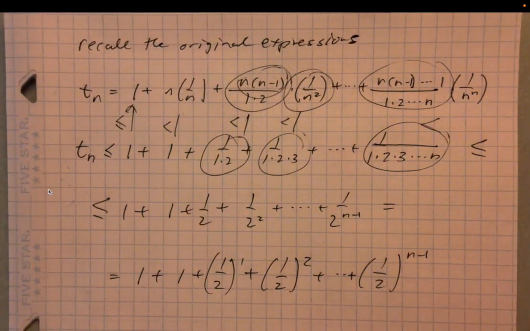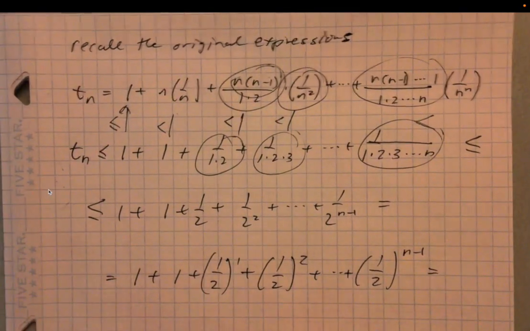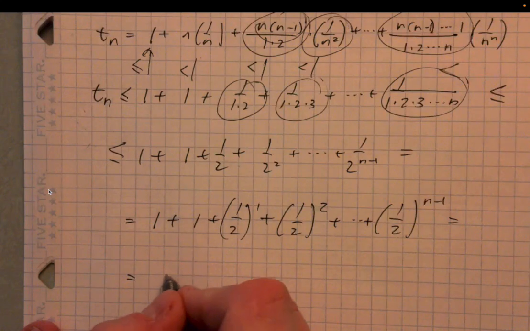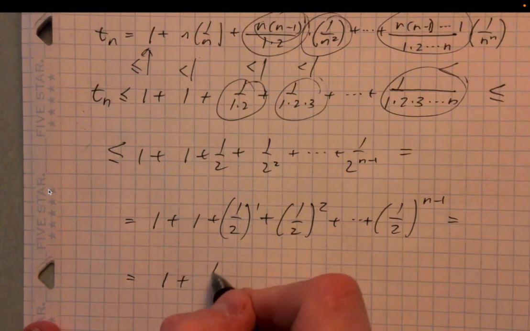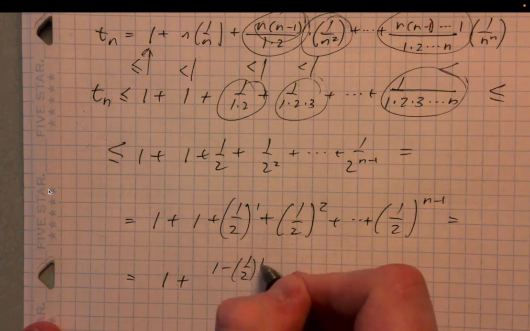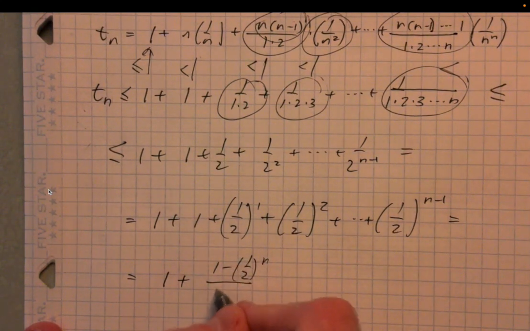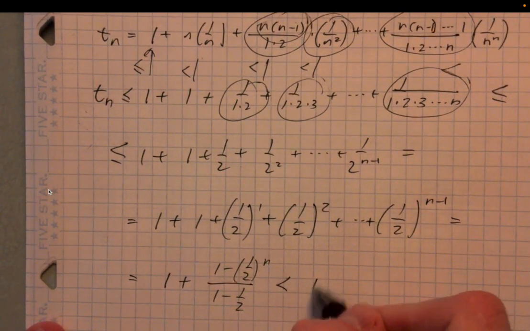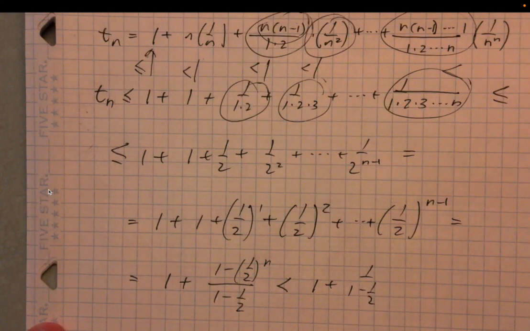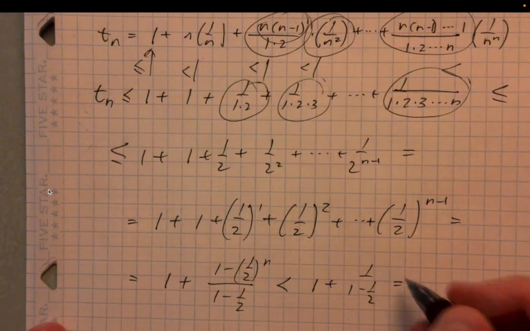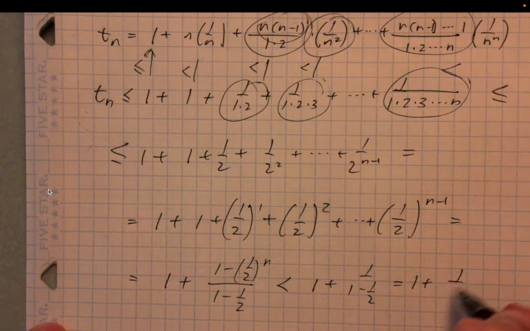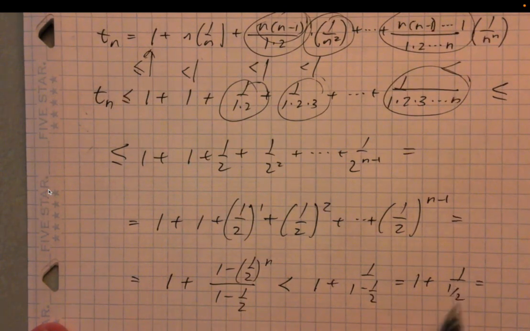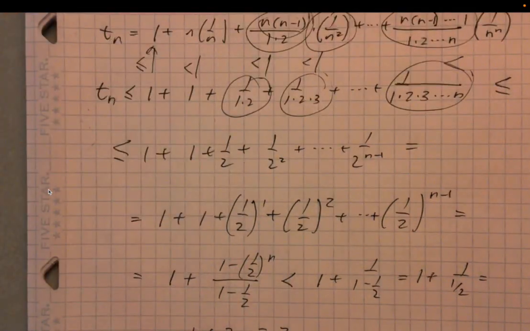And this is a familiar series here that we've seen. You may recall this from calculus. But this is the series, you could basically say this is 1 plus 1 minus 1/2 to the n power over 1 minus 1/2, right? And that is going to be less than 1 plus 1 over 1 minus 1/2, right? And you can just do the arithmetic here. That's going to be equal to 1 plus 1 over 1/2, which is equal to 1 plus, that's basically 2, which is 3.